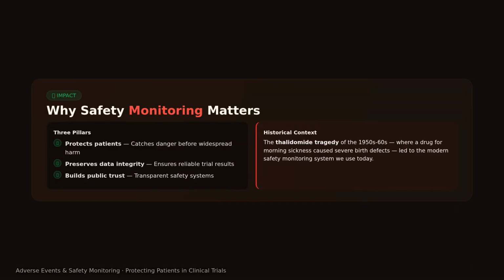Safety monitoring matters because it protects patients, preserves data integrity, and builds public trust. Without rigorous AE reporting, dangerous side effects would go undetected. The thalidomide tragedy of the 1950s and 1960s, where a drug for morning sickness caused severe birth defects, led to the modern safety monitoring system we use today. Every adverse event report is a data point that helps keep future patients safe.